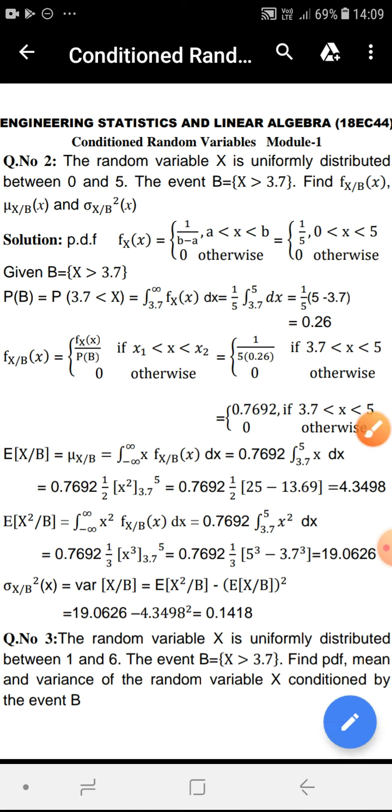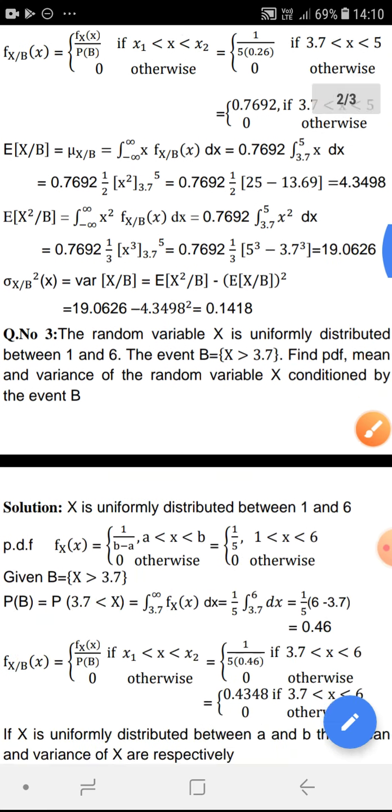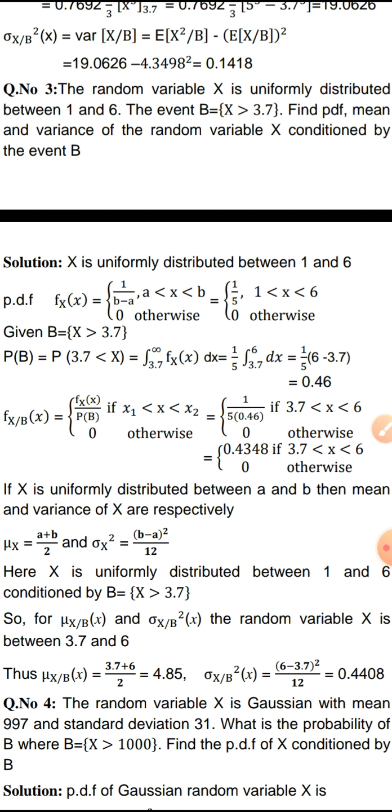Once you get this expectation of x and expectation of the squares, you can calculate the variance of x conditioned by B, which will be E of x square given B minus the whole square of E of x given B. Both values are calculated. So substituting those values, 19.0626 minus 4.3498 square, which will give 0.1418. This will be the variance of x conditioned by B. We shall go for the next question.